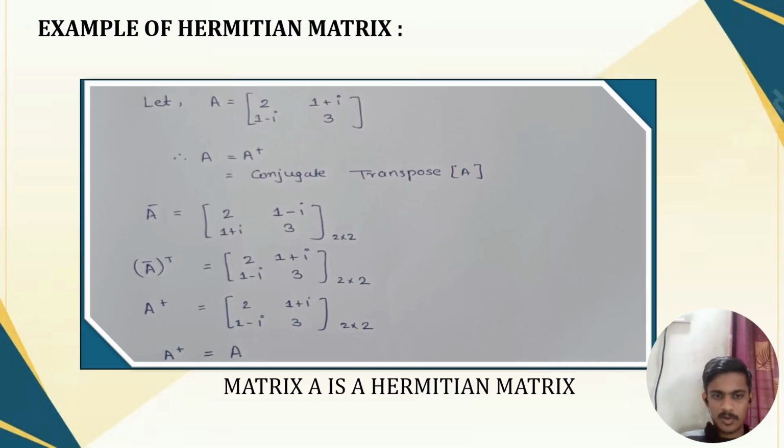So A dagger is equal to A transpose, and you can see the diagonal elements are real, and the off diagonal elements are complex conjugates of each other. So the properties of a Hermitian matrix here are true. So we can say matrix A is a Hermitian matrix.